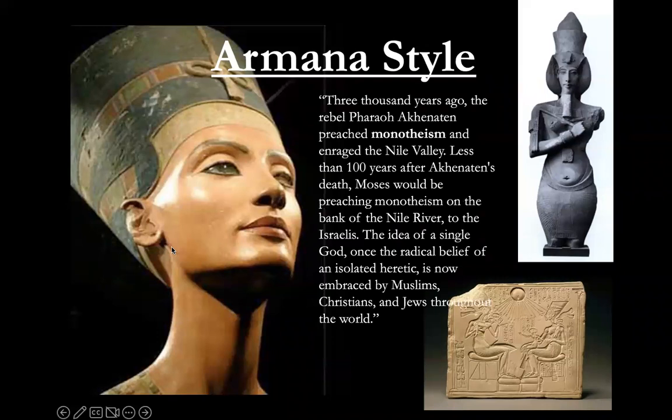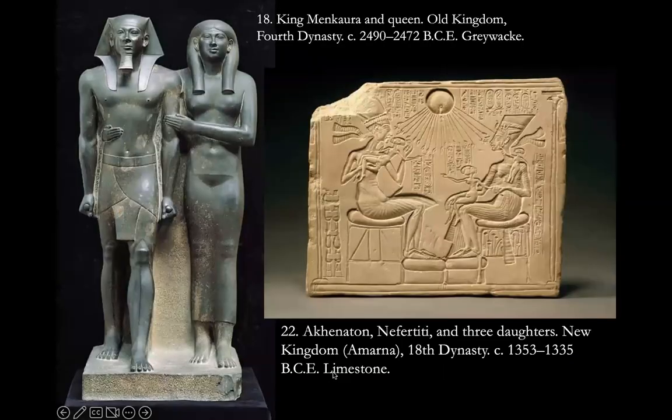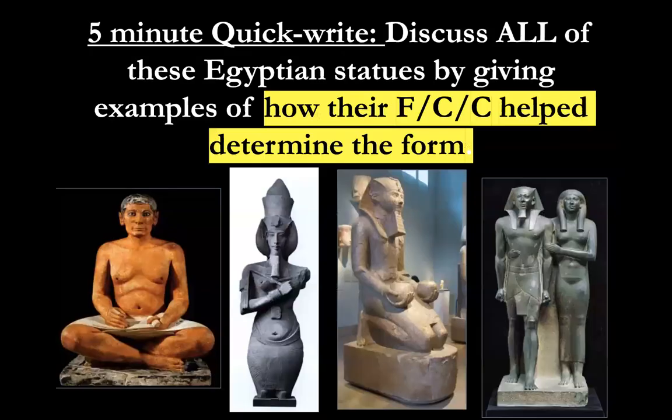All right, just a quote. So 3,000 years ago, the rebel pharaoh Akhenaton preached monotheism and enraged the Nile Valley. So they tried to wipe this out after he died or after he was no longer pharaoh. Less than 100 years after Akhenaton's death, Moses would be preaching monotheism on the bank of the Nile River to the Israelis. So this idea of a single God, once the radical belief of an isolated heretic, is now embraced by Muslims, Christians, and Jews throughout the world. What a rebel.